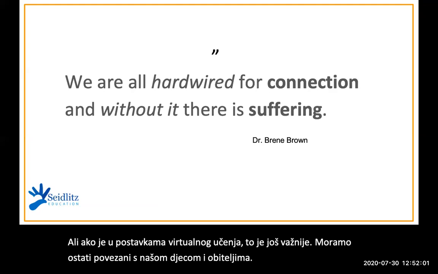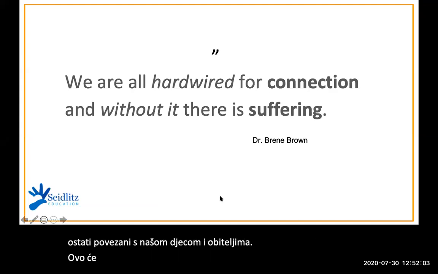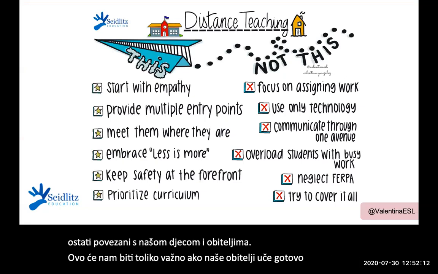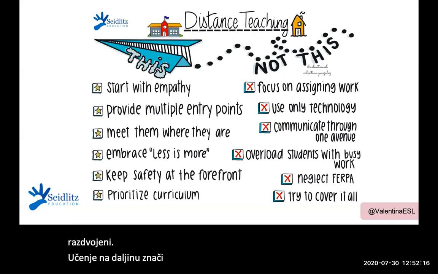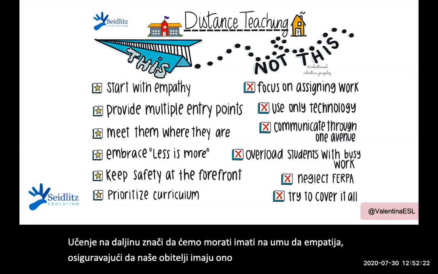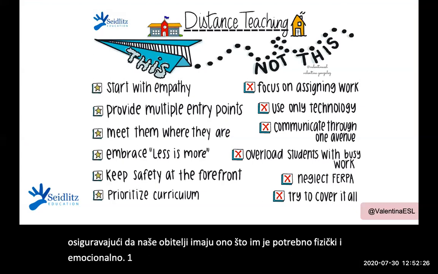This is going to be so important for us in the fall if our families are learning virtually and we're having to stay separated. Distance learning means we're going to have to keep in mind the empathy, ensuring that our families have what they need physically and emotionally first and foremost. How are they doing? And then we worry about the academics.